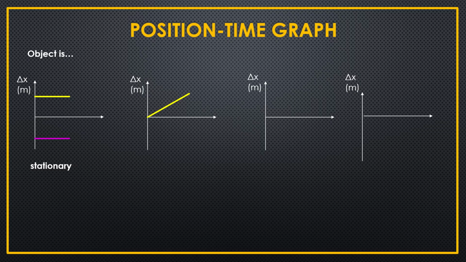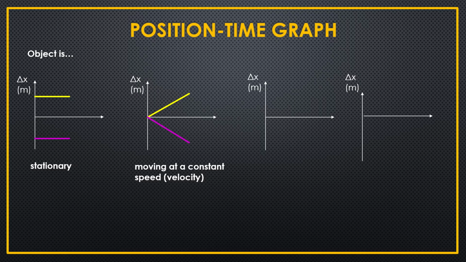A straight line with a positive gradient means that the object is moving at a constant speed. But that is also true for any straight line with a negative gradient. It is also moving at a constant speed. It is just moving in the opposite direction.